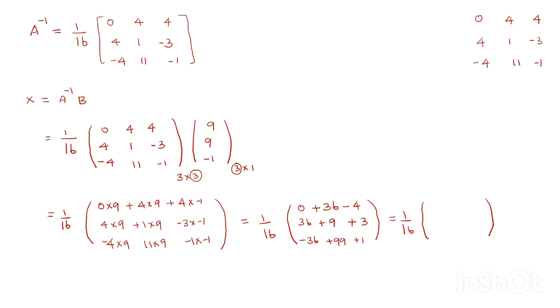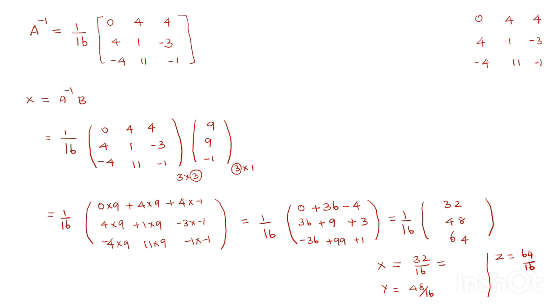So now we find the value. 36 minus 4, so you can get 32. And 36 plus 9 plus 3 equal to 48. And the third one, minus 36 plus 99 plus 1 equal to 64. So now each one we can divide by 16. So therefore X equal to 32 divided by 16, and the Y value is 48 divided by 16, and the Z value is 64 divided by 16.